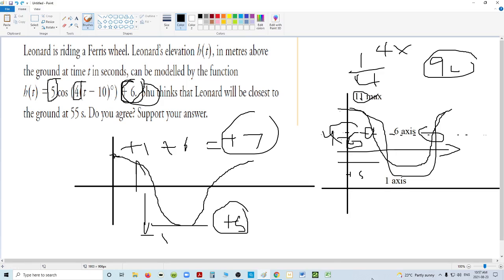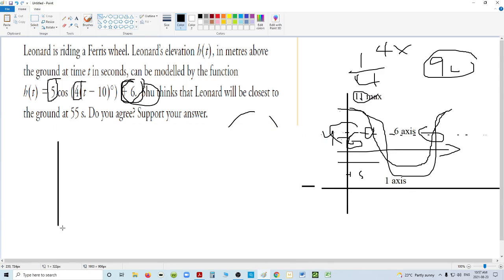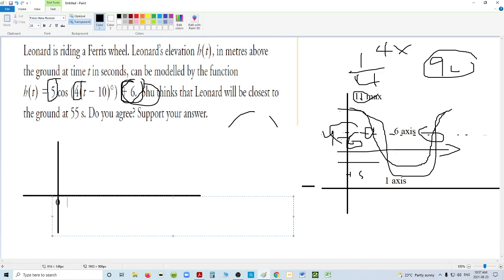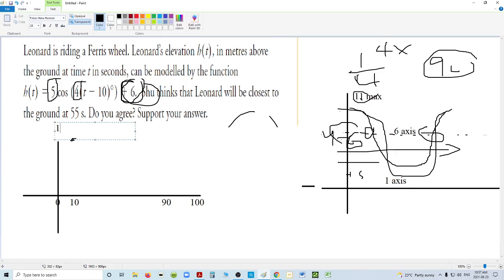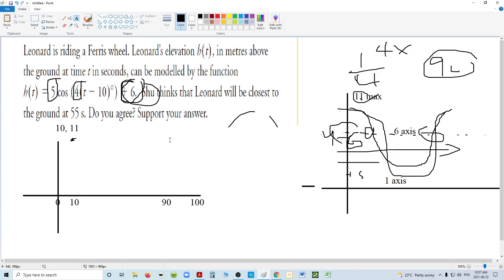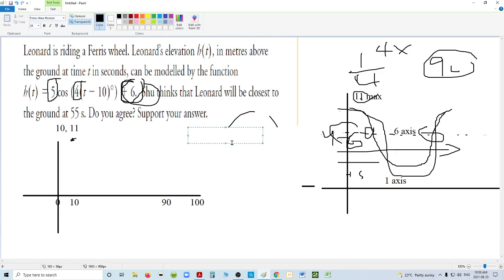And this -10 means it's all shifted to the right by 10. So that means my whole graph here, if I do it fresh over here, is going to start. So there's 0, there's 10, there's 90, etc. And actually I'll need 100. So normally it would go from 0 to 90, but instead it goes from 10 to 100. So that means it's going to start up here at 10 comma, what was the max we found? 11. 10 comma 11. And it's also going to finish over here, not at 90, but we moved it 10 to the right, so it's going to finish here at 100 comma 11.